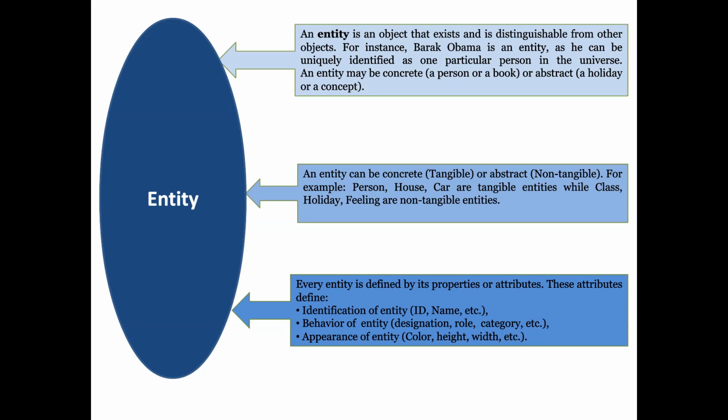Some of the properties might define the identification. Take a person: name is an attribute which defines the identity of the person. Some attributes define the behavior. Suppose you take a customer and say customer designation. Designation defines the behavior of this person. When you say manager, he has to behave in one way; when you say clerk, in another way; when you say cashier, in a third way. So some attributes define the behavior of this entity.